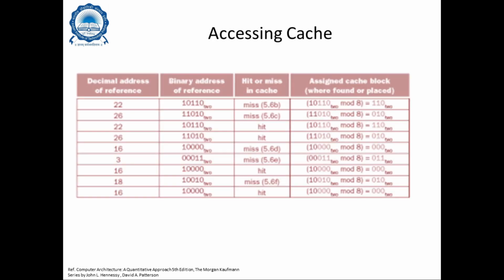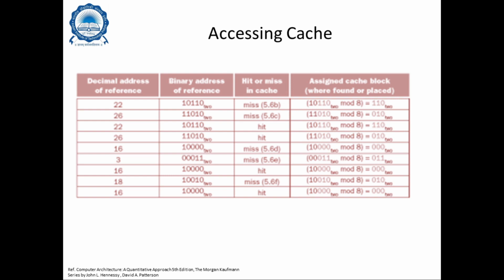Now let's see one more example. You have some decimal addresses of reference, for example addresses of RAM, ordered in the following sequence: 22, 26, 22, 26, 16, 3, 16, 18, and then 16. So we keep on accessing the RAM in this order of addresses, and the binary equivalents of these references are given here. So 22's binary is 01101, 26 is 01011, and so on till 16, which is four zeros and then 1.